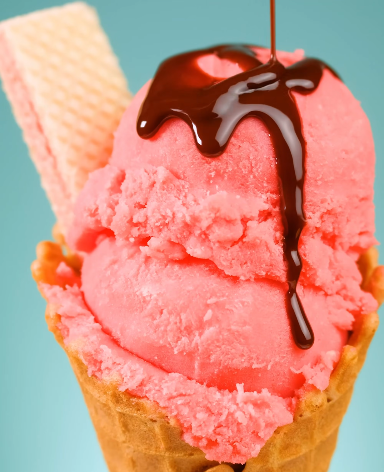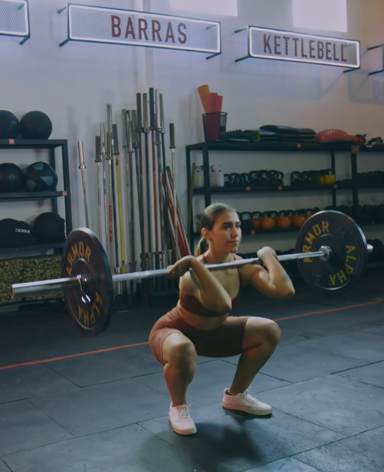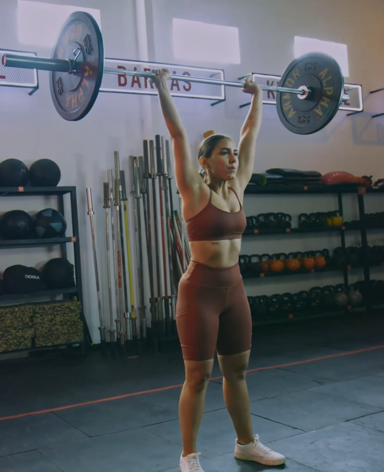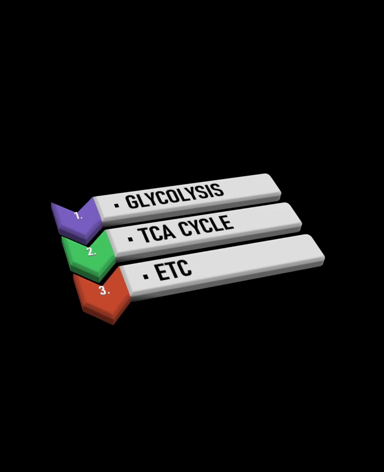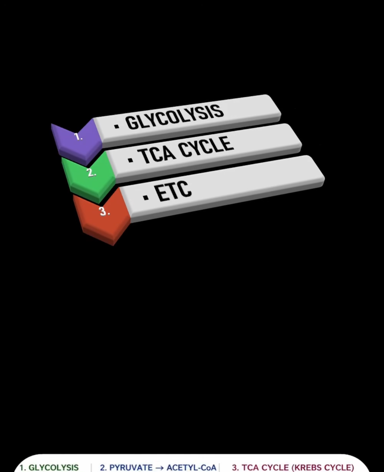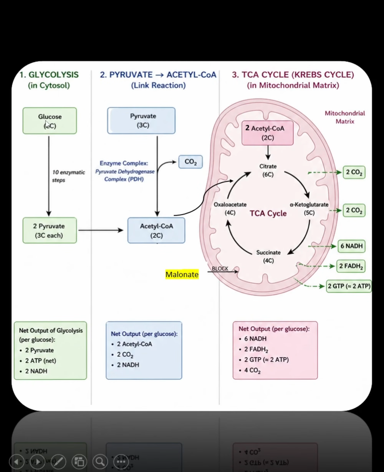Ever wonder how a simple glucose molecule turns into energy your body actually uses? Let's find out. Cellular respiration happens in three main stages: glycolysis, TCA cycle, and electron transport chain. Let's connect them. Glycolysis, where glucose gets broken down to form pyruvate.